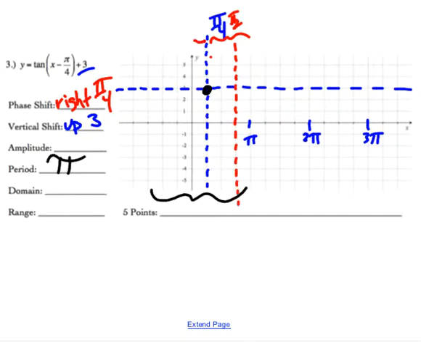To go pi over 2 in this direction as well. So go over 1, 2 units here. That gives me my other vertical asymptote. And then my points are going to be, so halfway to that vertical asymptote on the right, just like we did on the parent graph, we're going to go halfway to find that other point. We go halfway horizontally, and then we go up 1.